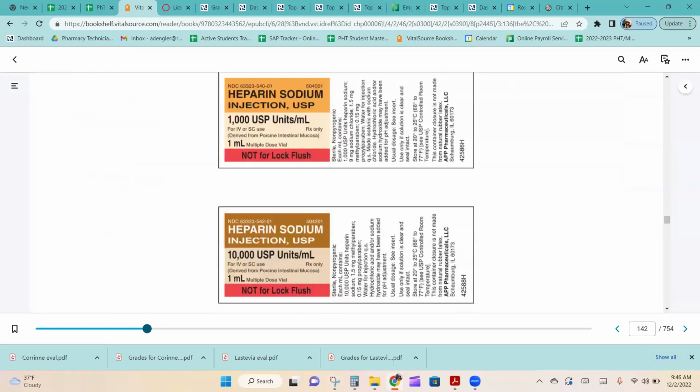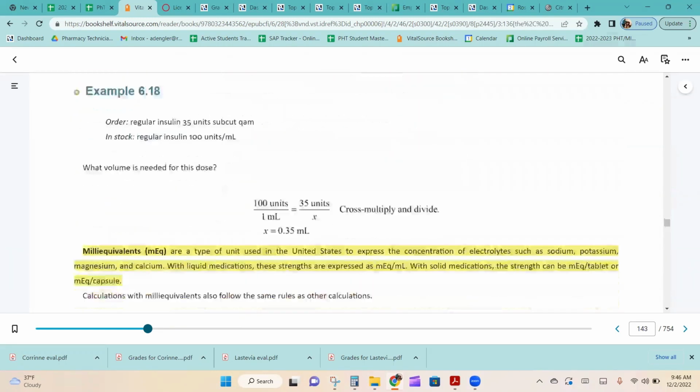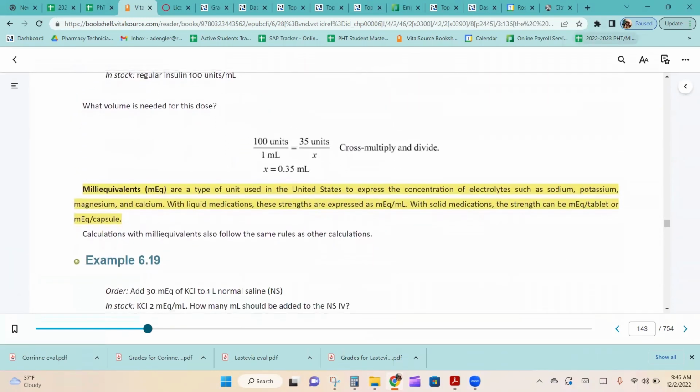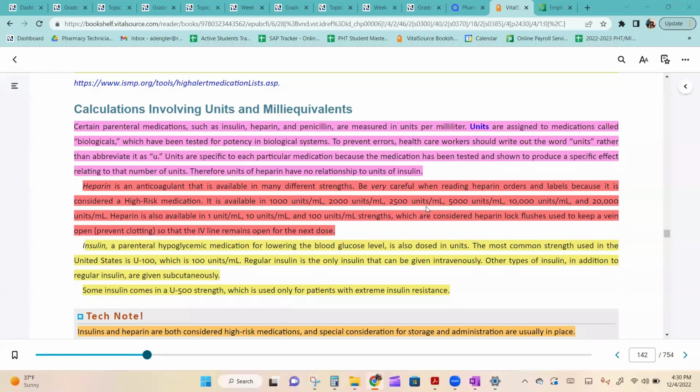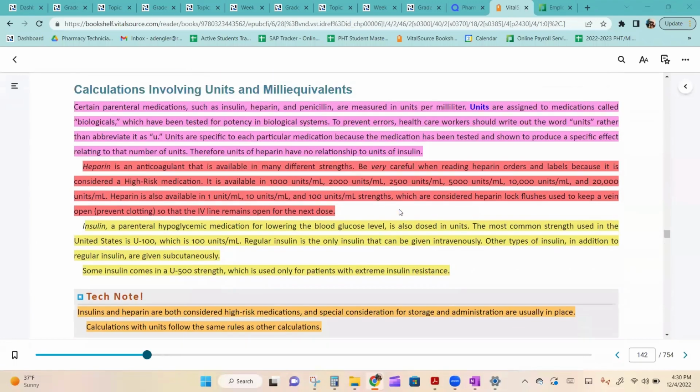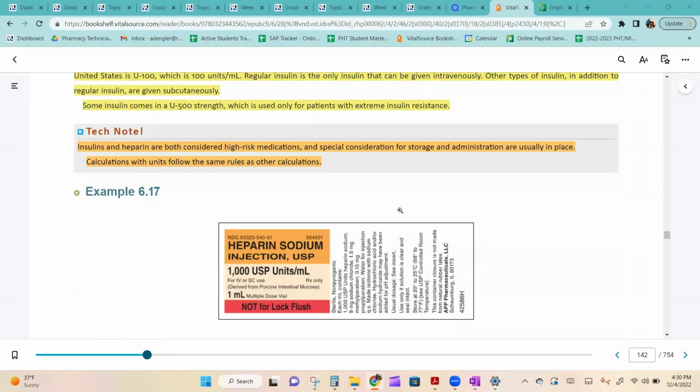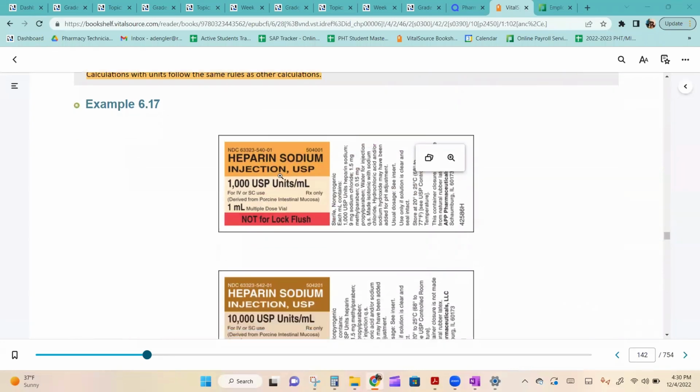Right, so we will work through some of these examples. All right, so calculations involving units and milliequivalents. So we have an example here.